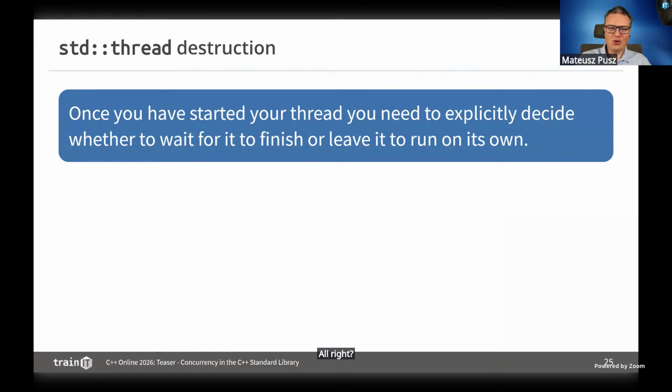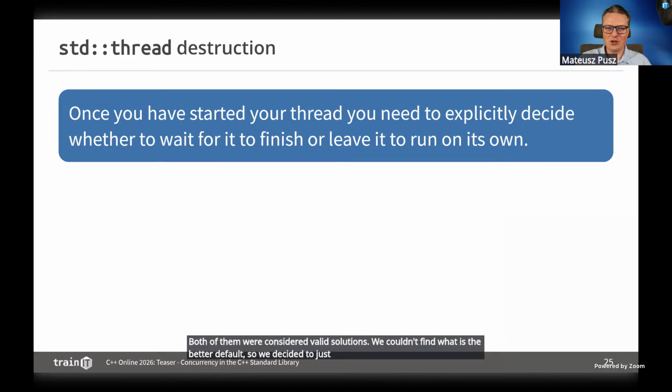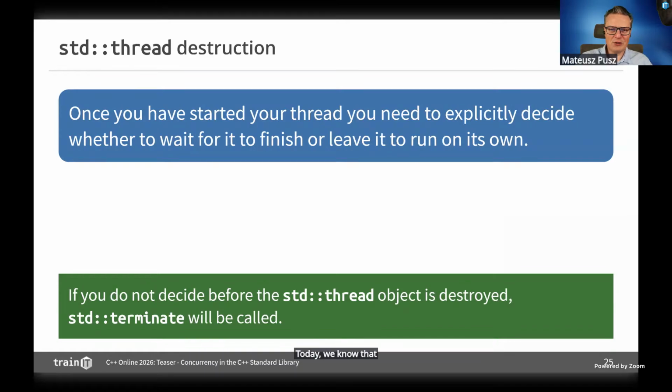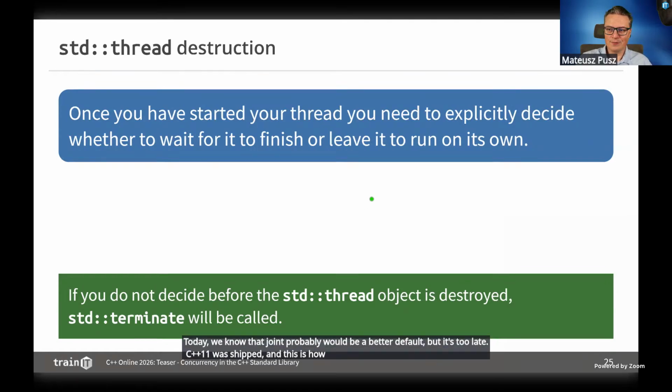Basically, the committee could not agree what should be the default at this point. Both of them were considered valid solutions. We couldn't find which is the better default, so we decided to leave it to the user and provide a clear error that something is wrong in the logic of the program. If you do not decide before the thread object is destroyed, terminate will be called. Today we know that join probably would be a better default, but it's too late. C++11 was shipped, and this is how it works.